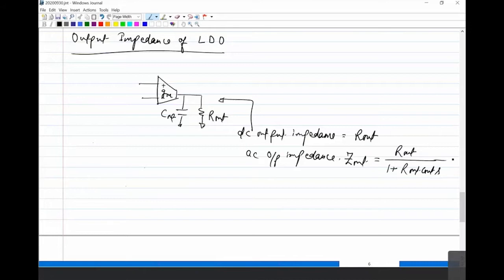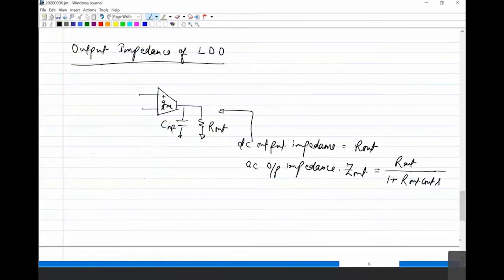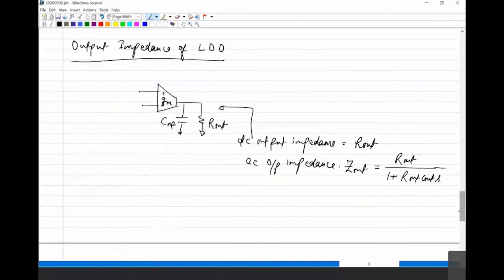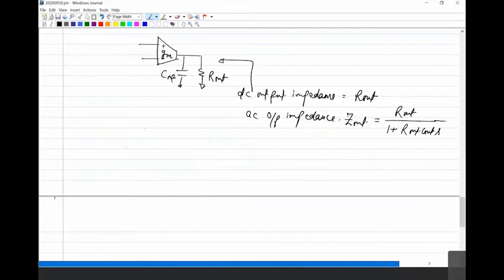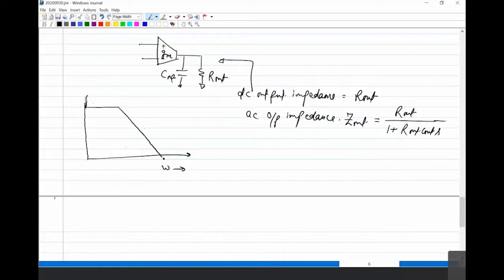So which means what would happen at the higher frequency? Your output impedance will be reducing or increasing? It will reduce with S, and it will reduce with higher frequency. It will be a first order response, correct? Yes.